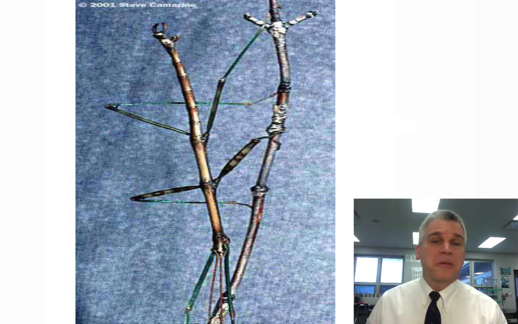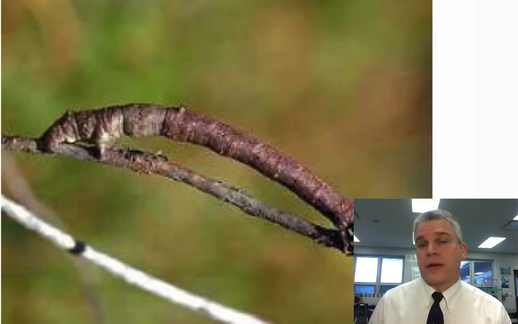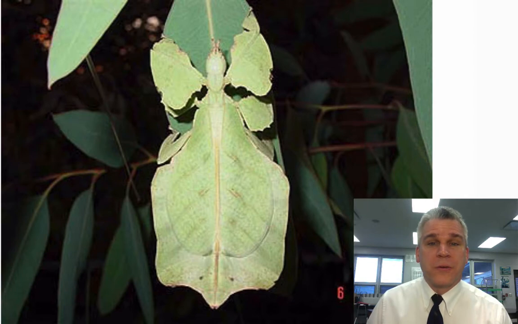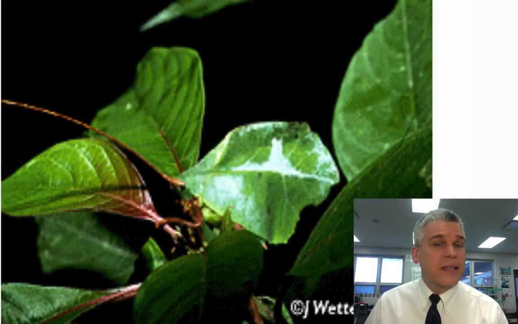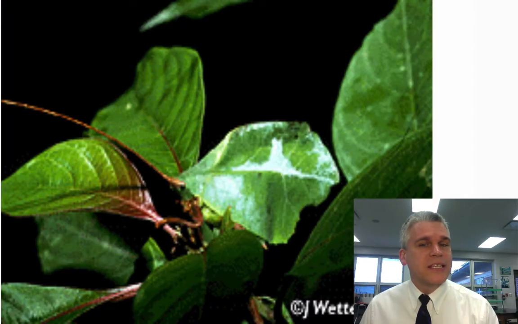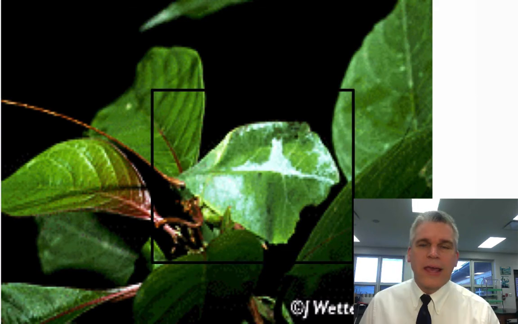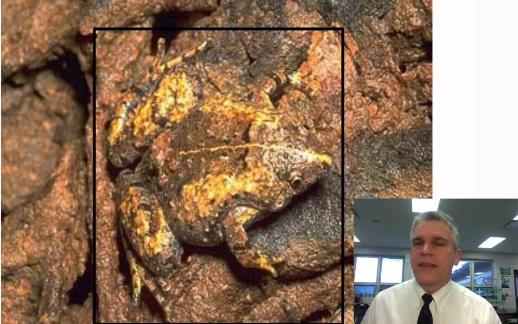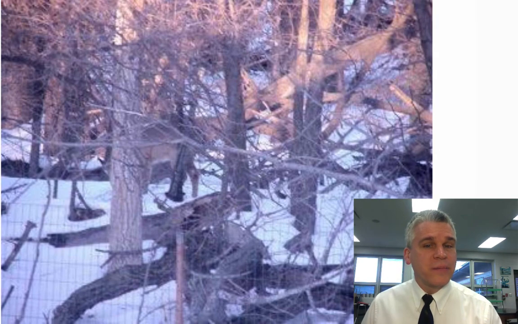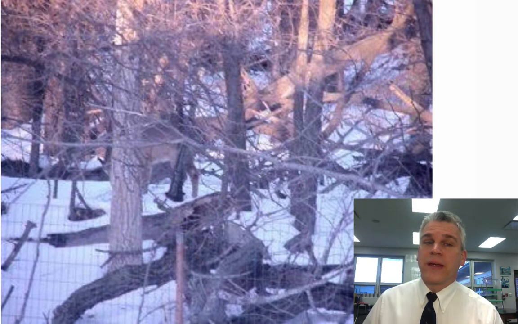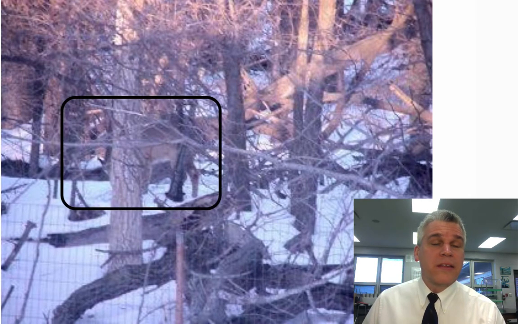Here we see a stick bug. There's another stick bug. Hard to tell the difference between the two. Here's one that looks kind of like a leaf. There's another one. Can you see the leaf bug here? Yeah, it's right in the middle. What about this? Yeah, there's a toad. Hard to see. Oh, what about this? Here's one we see around here. They do blend in. There's a deer.